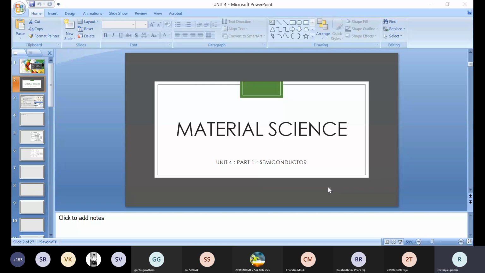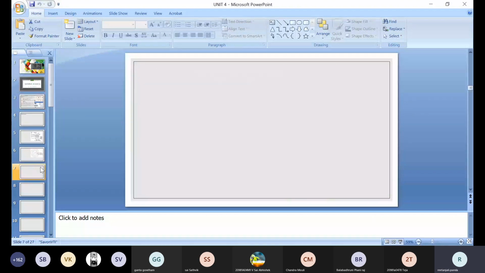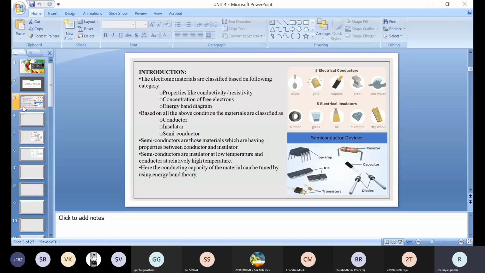So now you see here we are going to learn about semiconductors. In the previous unit, we learned about different types of materials like conductors, insulators, and semiconductors. Conductors are those materials which conduct electricity, allowing current to pass through them. Insulators do not let current pass through them. Similarly, a semiconductor is a material which lies between conductor and insulator.